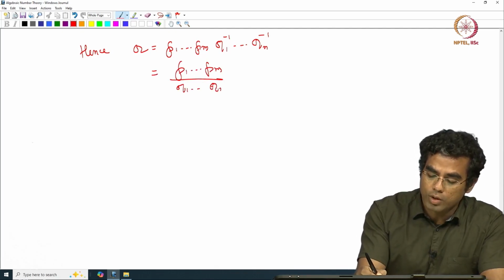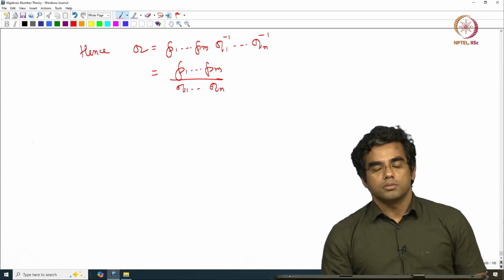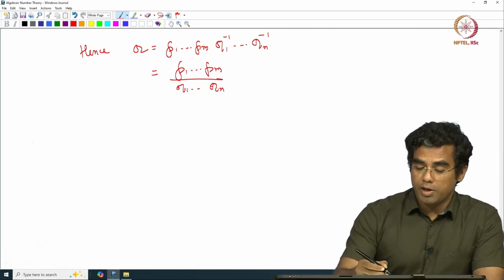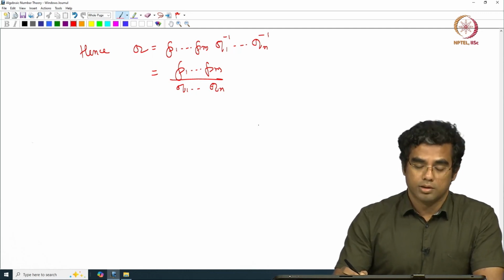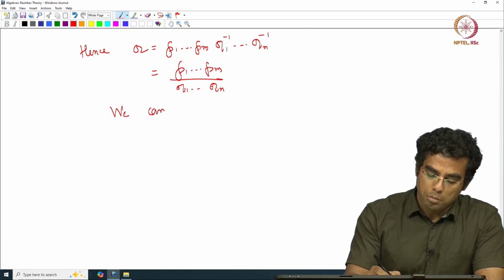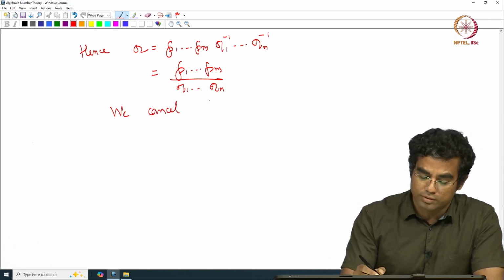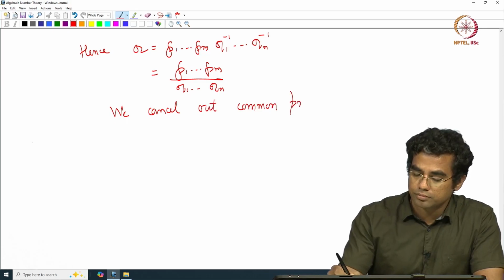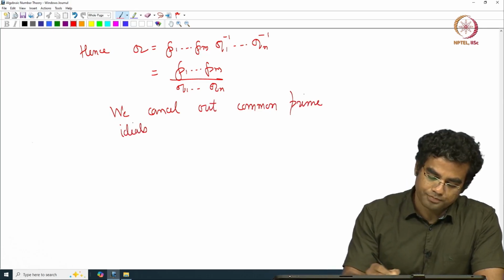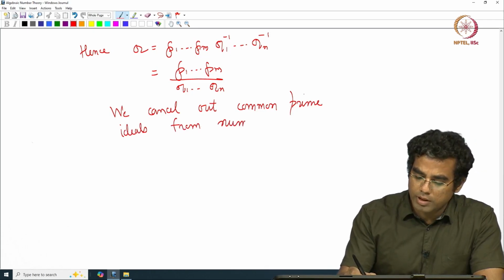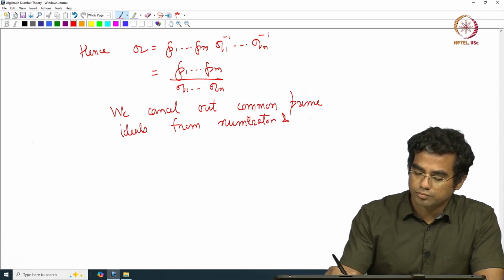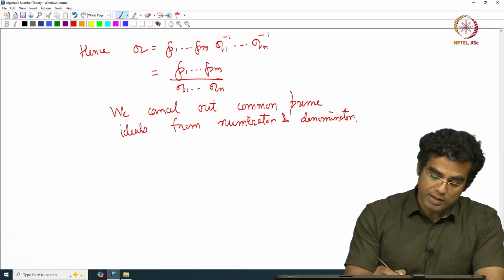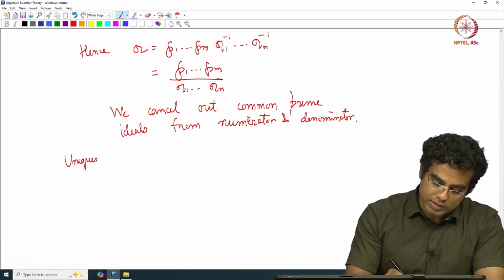Now, that is not quite done, because we did not choose our x carefully enough. So, there may be some common primes in numerator and denominator. So, we cancel out common primes from numerator and denominator, because we know how to multiply by inverses of prime ideals. And so that gives the factorization. We still need to prove uniqueness.